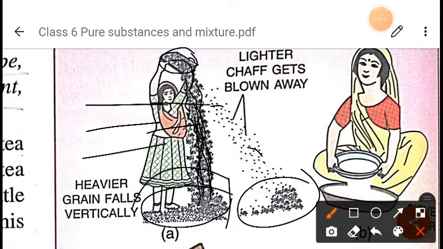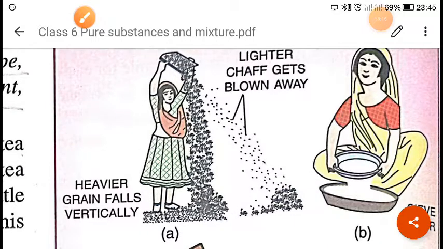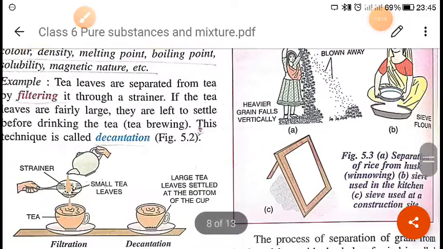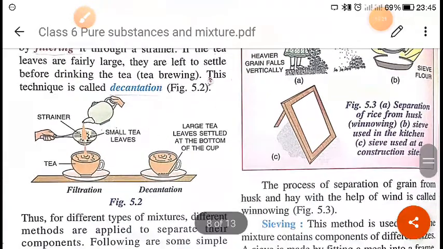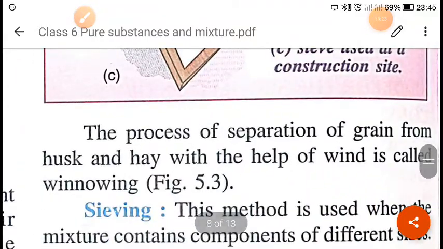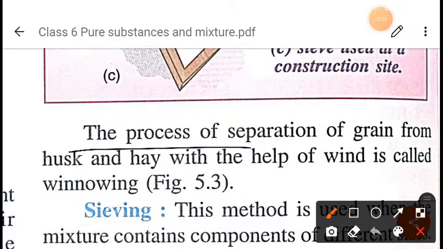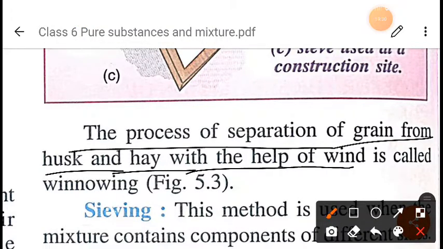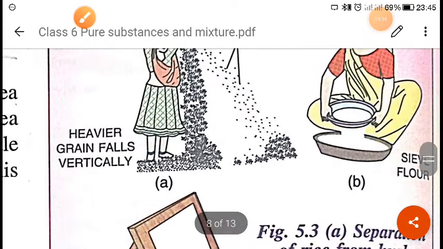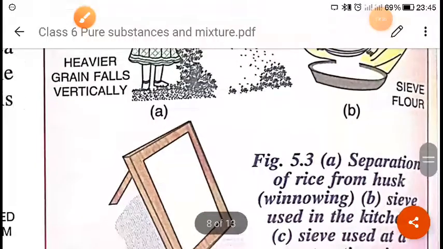So whatever rice is here, we will separate this one, right? This process is called the winnowing process. Okay, so I hope you have understood this. You can see the process of separation of grain from the husk and hay with the help of wind is called winnowing, as you can see here, right? Now the next method is sieving.